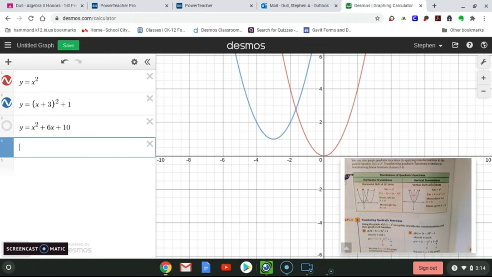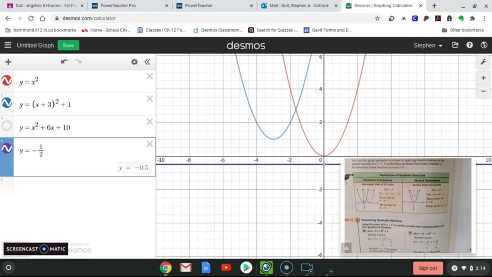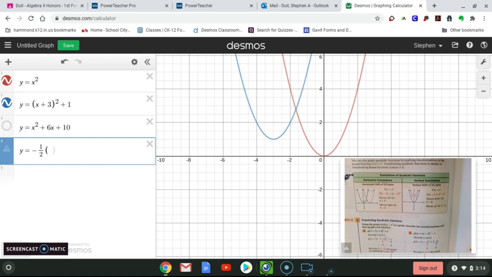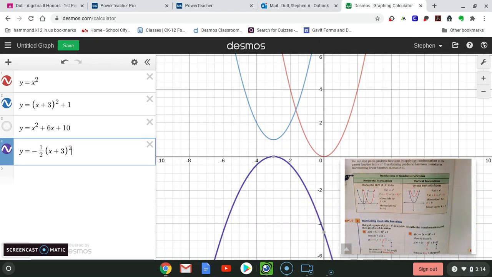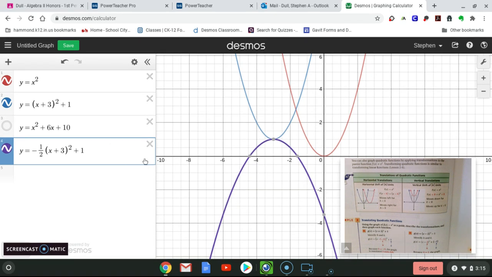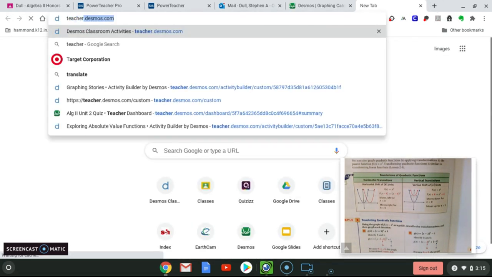I'm going to open up one more row, and I'm going to go y equals -1/2 (x + 3) squared + 1. So one of the things that you notice as we take a look at this purple graph, one of the things pretty clearly is it's quote unquote upside down.